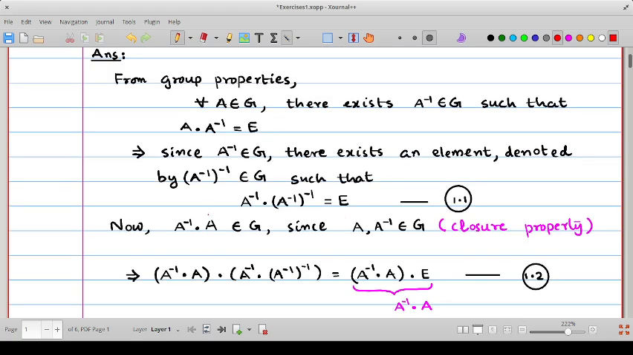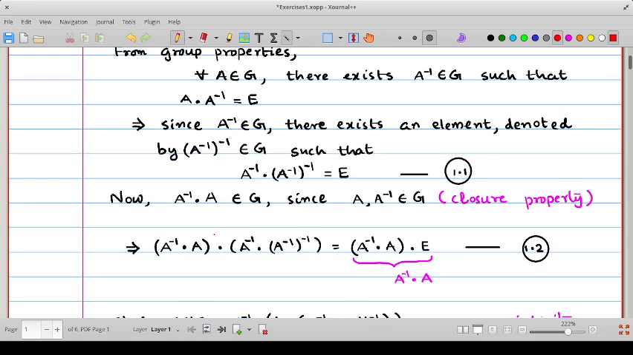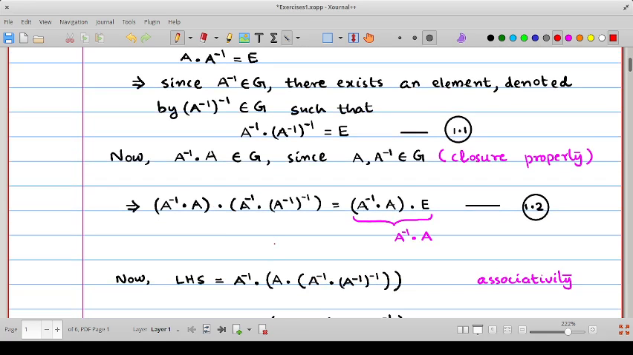So A inverse is an element of the group, A is an element of the group, and then we consider the product of A inverse with A. So A inverse on the left side and A on the right side, which is obviously different from this product. And our aim is to show that this is also equal to the identity. We first note that A inverse dot A is also an element of the group, because A inverse and A are elements of the group. This is called the closure property.